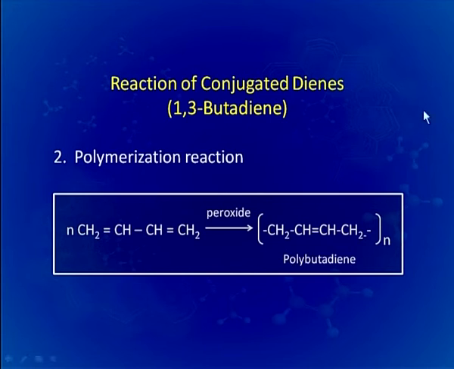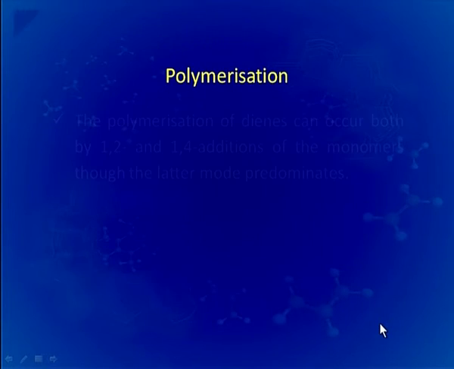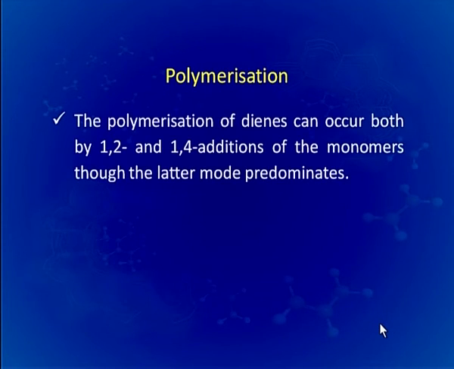Polybutadiene is also known as Buna rubber. Bu stands for butadiene and Na stands for sodium. We will understand this clearly from the mechanism of this reaction. Polymerization of dienes can occur both by 1,2 and 1,4 addition, but mostly 1,4 addition dominates.